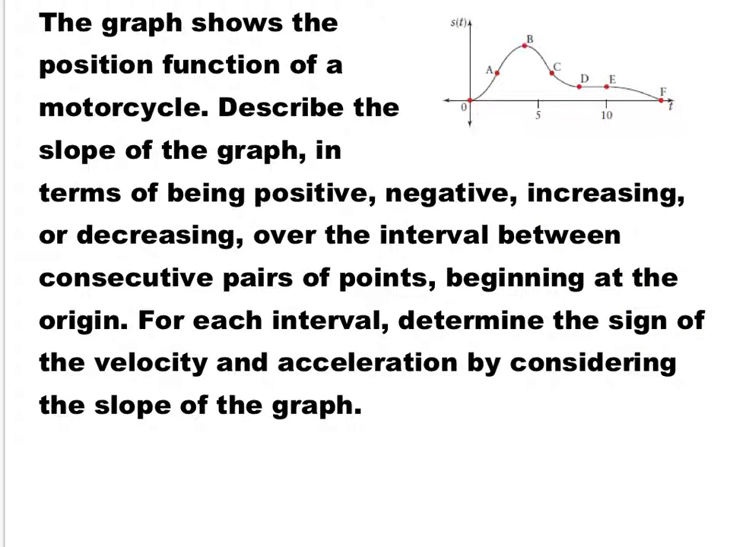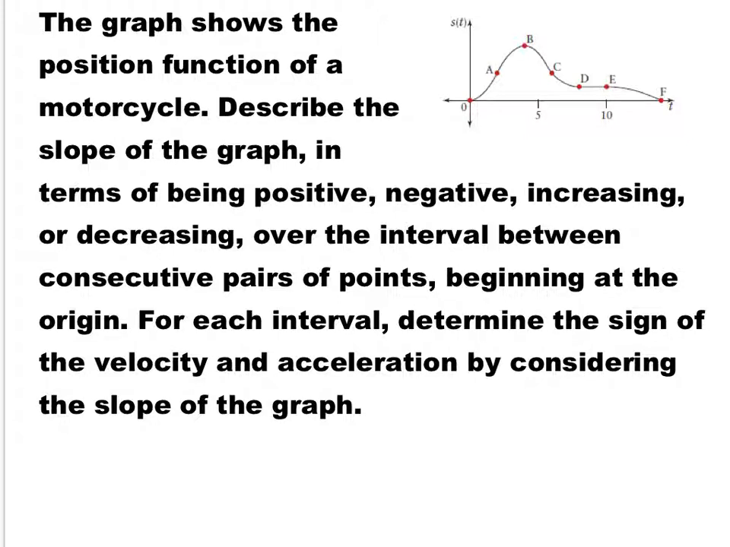In the last example, we have a graph as shown here, which is divided into different segments. And what we have to do is to describe the slope of the graph in terms of positive, negative, increasing, decreasing over the interval between consecutive points. And for each interval, we have to determine the sign of the velocity and acceleration by considering the slope of the graph.